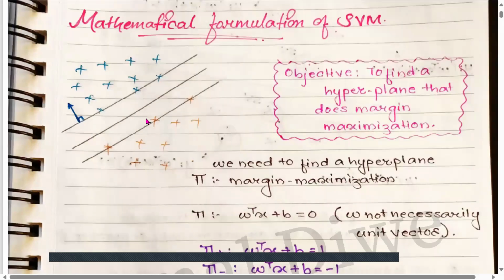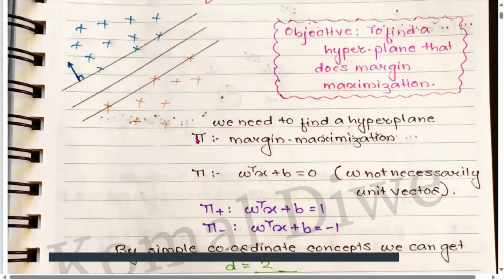Okay, this is our diagram. You have to focus on my pointer. Here it is written: we need to find a hyperplane. Our purpose is to find a hyperplane that maximizes the margin. This pi means margin maximization.